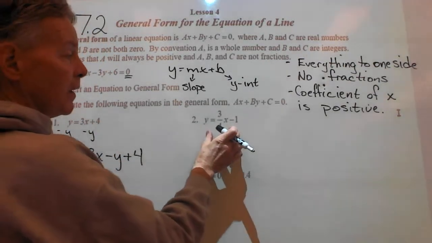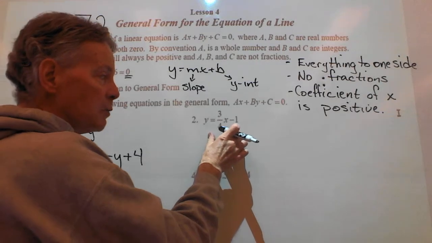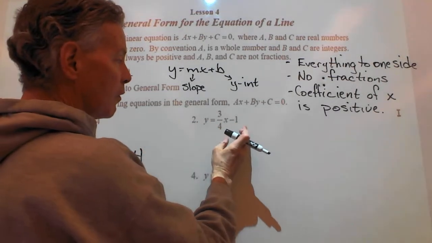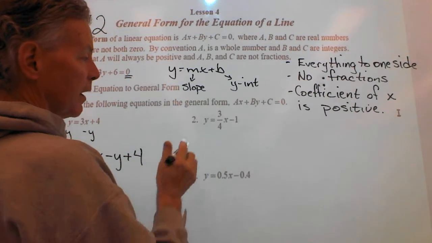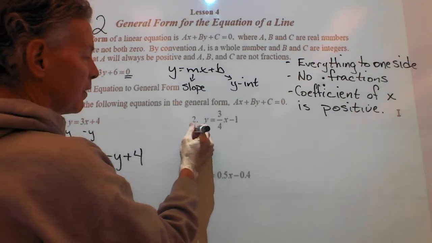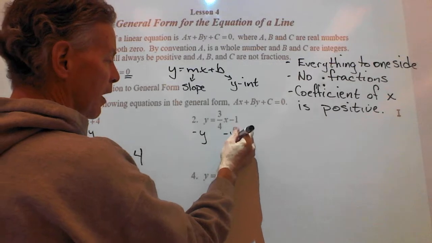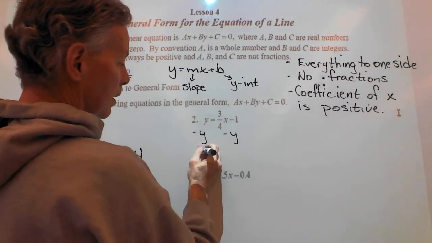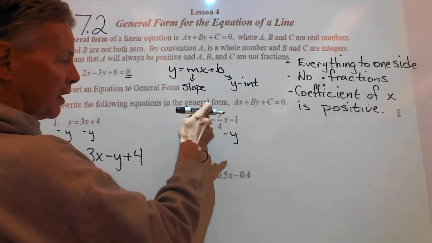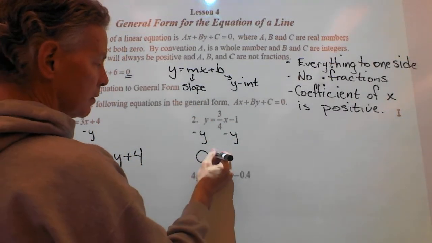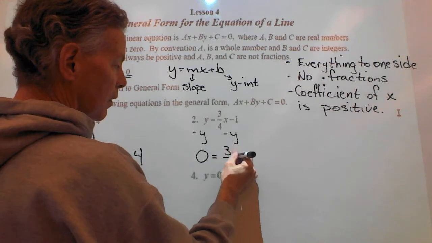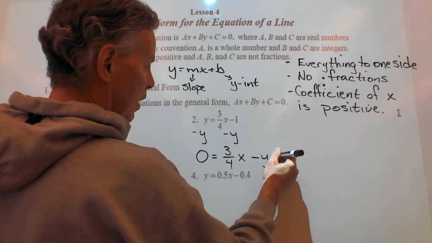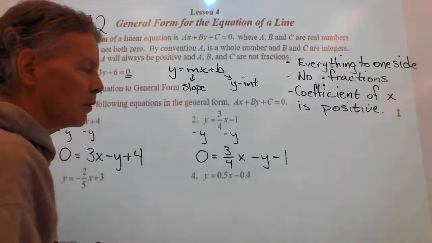Okay? This one is a little more difficult. Okay, so first of all, let's move everything over to one side. Okay, so again, just like with the first example, we simply subtract y from both sides, and what that gives us is 0 on the left side, right? y minus y is 0, equals 3/4 x minus y minus 1.